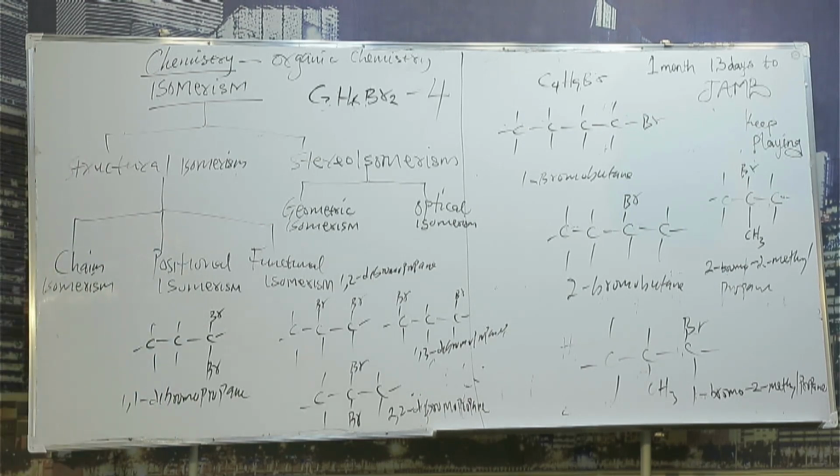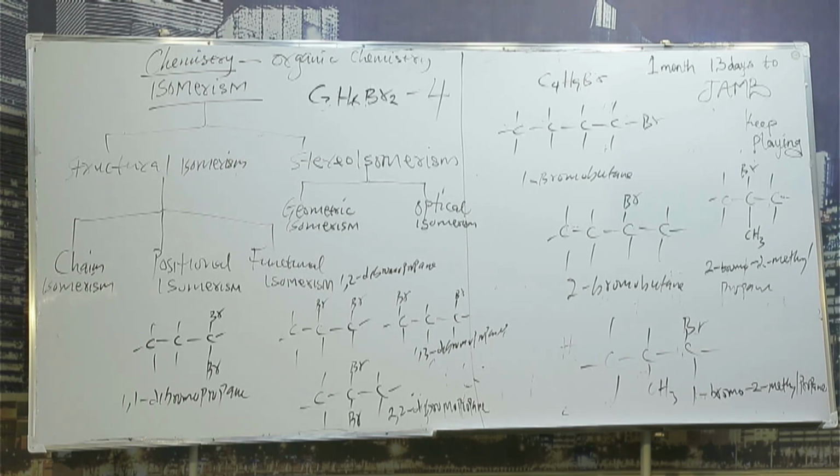Any two or more compounds that have the same molecular formula but different structure, where the compounds have different functional groups but the same molecular formula, those molecules or isomers are functional isomers. Then the phenomenon is called functional group isomerism. Are you with me?